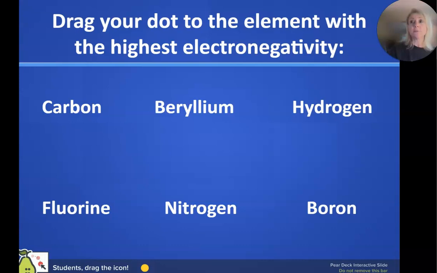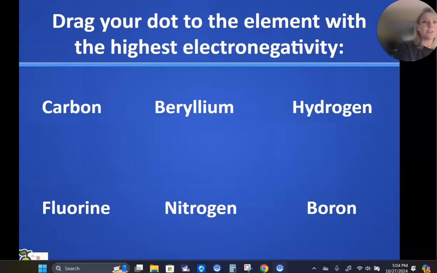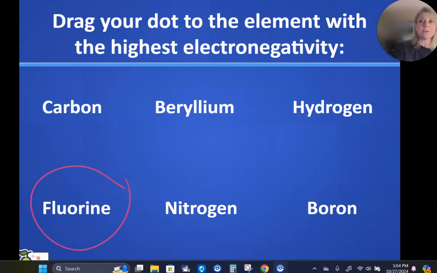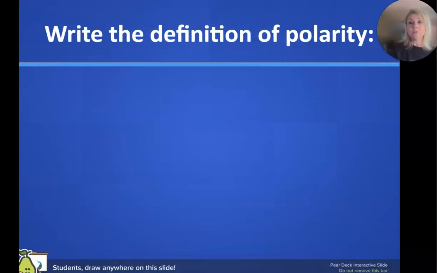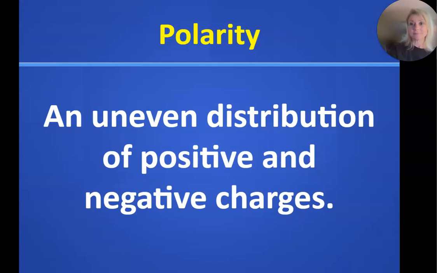Okay, now let's see if you remember. Can you write down the name of the element that has the highest electronegativity value here? If you picked fluorine, you are correct. Yes, that is the one that has the highest electronegativity value. Oh, hey, write the definition of polarity. Put this on pause and see if you can write it down on your whiteboard. All right, if you put down an uneven distribution of positive and negative charge, then you got it correct.